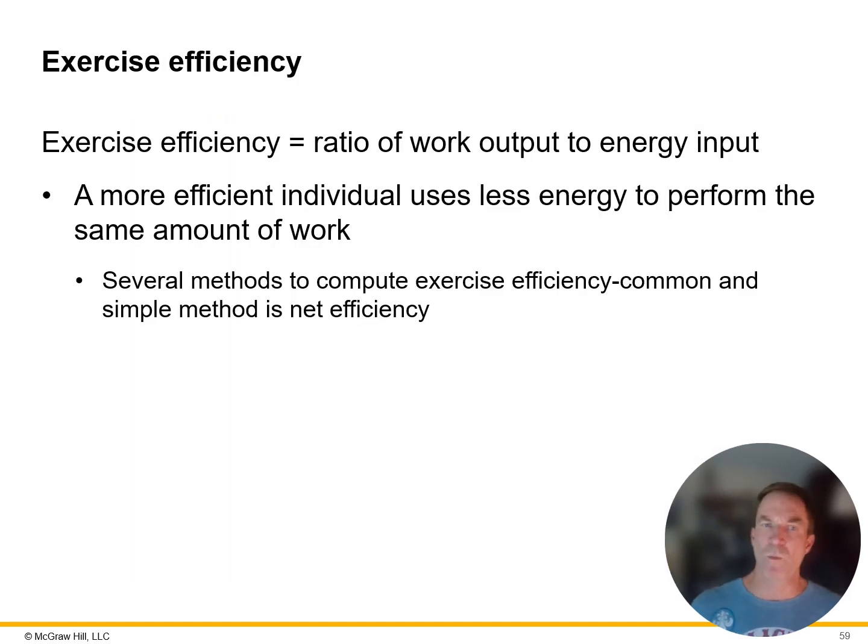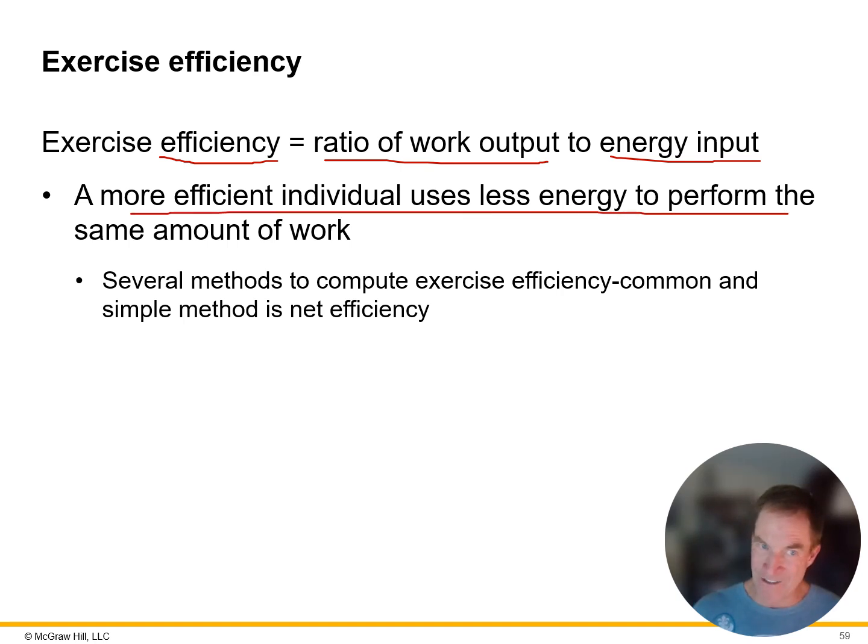Okay, we're going to get into a couple more terms here. Efficiency, and we're going to also look at economy down the road, but efficiency is the ratio of work output to energy input. So what it's basically saying is how much work are we getting out of something for every amount that we put in. In other words, what's wasted is the difference between these two. So the more efficient an individual is, the less energy they use to perform the same amount of work. Now, if they were not going in a straight line, they're still producing that amount of work output, but that's an economy thing.